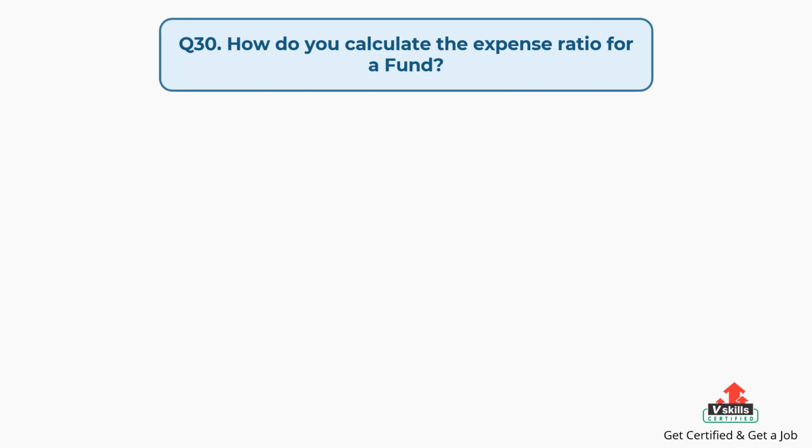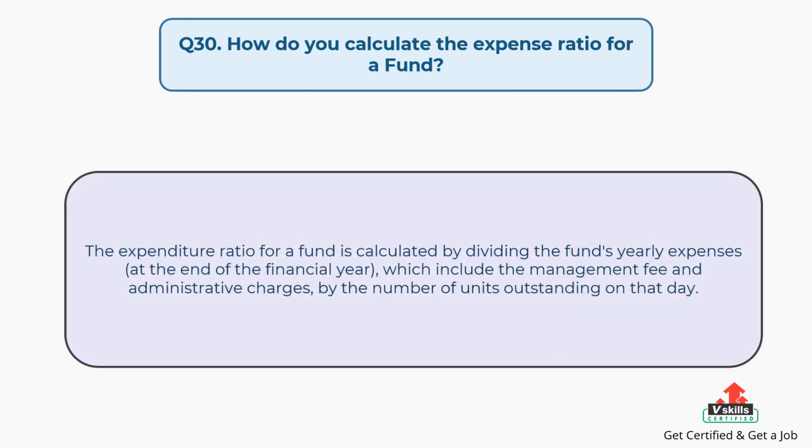Question number 30. How do you calculate the expense ratio for a fund? The answer is: the expense ratio for a fund is calculated by dividing the fund's yearly expenses, at the end of the financial year, which include the management fee and administrative charges, by the number of units outstanding on that day.